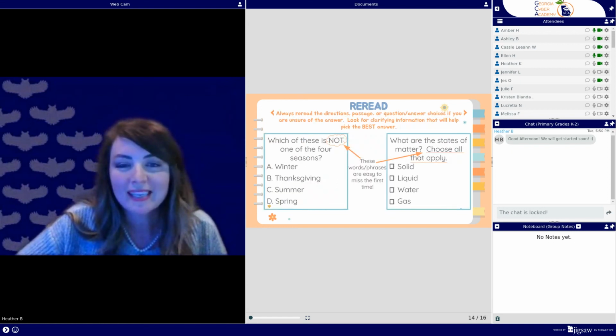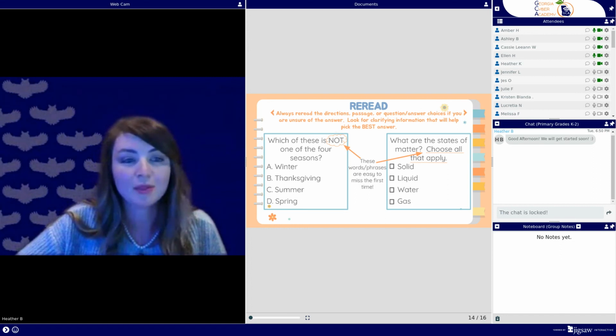And of course, the probably most well-known test-taking strategy there is to read and reread. It's very important to read the directions again, to read the passage again, read the questions and the answer choices. If you're unsure about your answer, look for clarifying information that will help you pick your best answer.